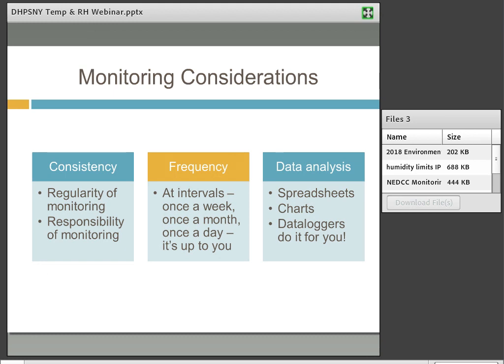The most important things you want to keep in mind are consistency, frequency, and actually analyzing the data that you do record with those data loggers. There are lots of different variables, and you need to decide what works best for your institution.